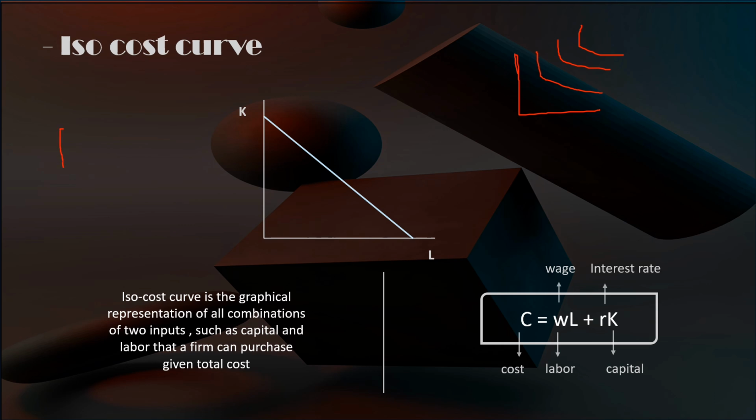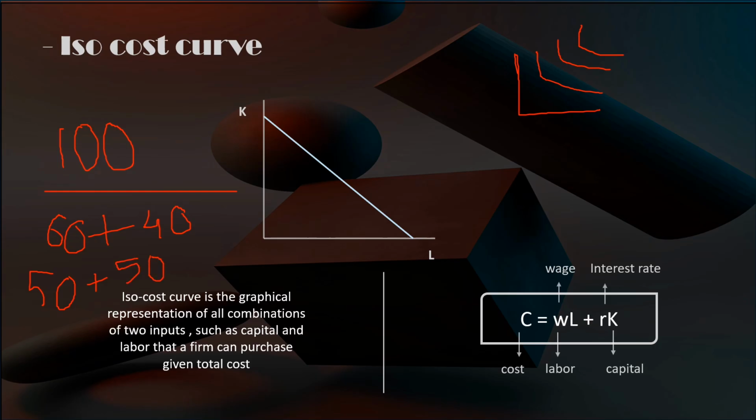Now let's say a company has 100 units as its cost line. That is, this is the budget that they have to adhere to. So it can either buy 60 units of labor and 40 units of capital, or it can purchase, let's say, 50 units of labor and 50 units of capital, right? So all the possible combinations that a firm can purchase of two inputs and still adhere to its cost line is known as the isocost curve. That's exactly what the isocost curve practically represents. That is, all the combinations of two inputs, such as capital and labor, that a firm can purchase given total cost. And this can be explained by this graph right here.